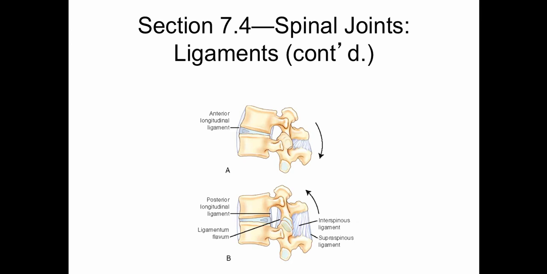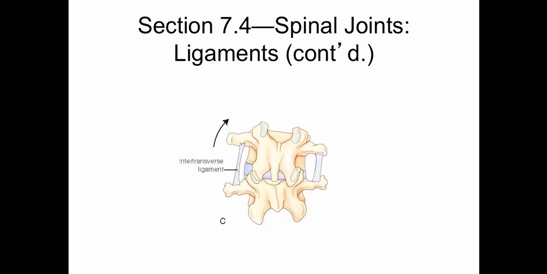This figure shows how the major ligaments of the spine limit motion. Figure A shows the anterior longitudinal ligament becoming taut to limit the extension of the superior vertebra. Figure B shows all of the ligaments on the posterior side, the supraspinous, interspinous, ligamentum flavum, and posterior longitudinal ligaments becoming taut to limit the flexion of the superior vertebra. Figure C here shows the intertransverse ligament on the left side becoming taut to limit the right lateral flexion of the superior vertebra.